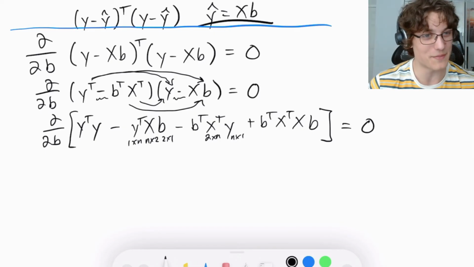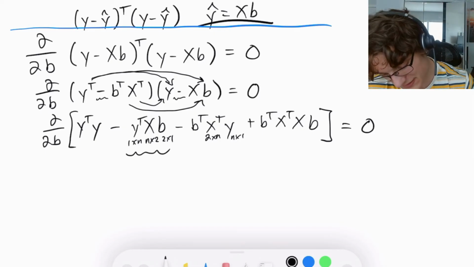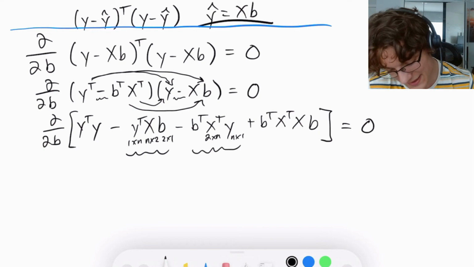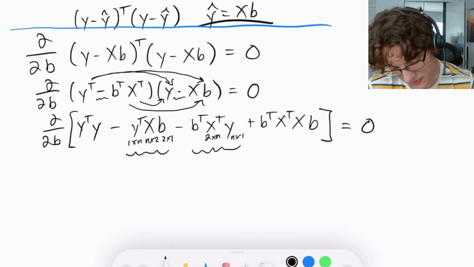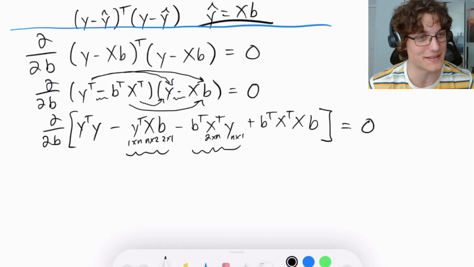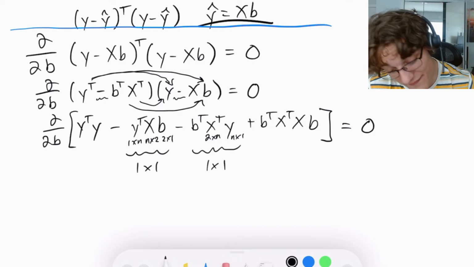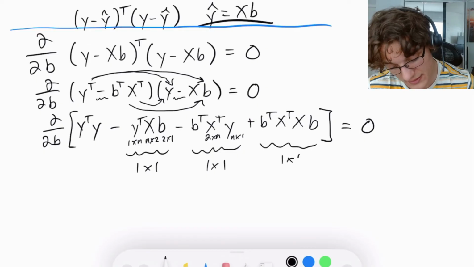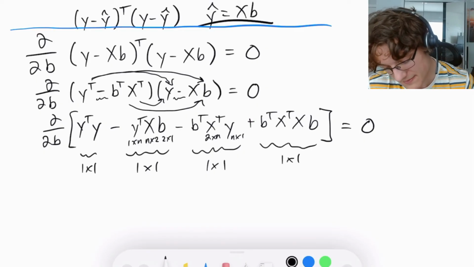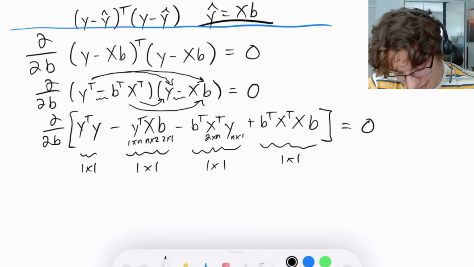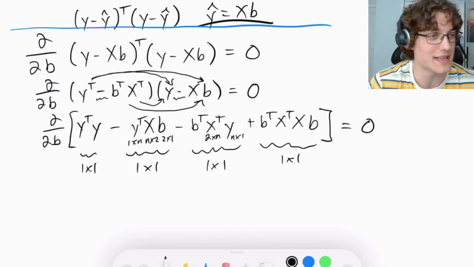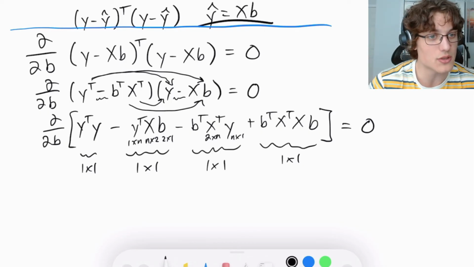Now I want you to notice something about these two terms in the middle here. If you look at them carefully, you'll realize that they're both yielding the same result of a 1 by 1. In fact, all of these are yielding a 1 by 1 as they should be. But more importantly, the components are exactly the same, just transposed. So those two values are actually exactly the same.